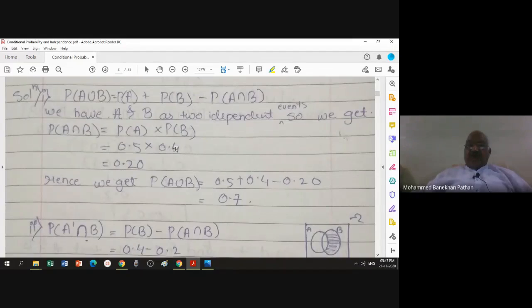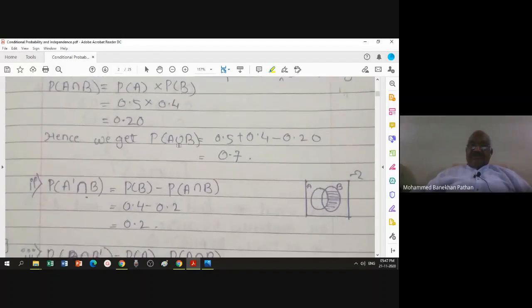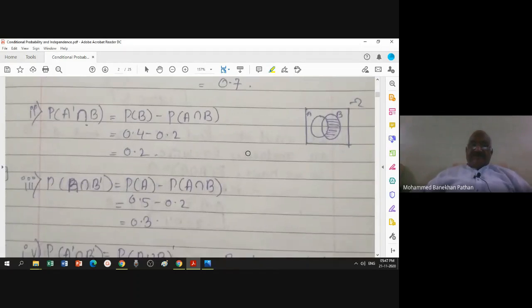0.5 multiply 0.4 becomes 0.2. Now I got the value for this. After getting this number, the problem is exactly similar to the previous chapter, what you did in your previous topic. Put it in, so probability of union becomes 0.5 plus 0.4 minus 0.2. The result is 0.7. Let us proceed ahead.